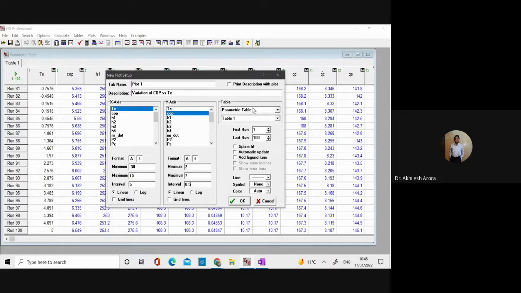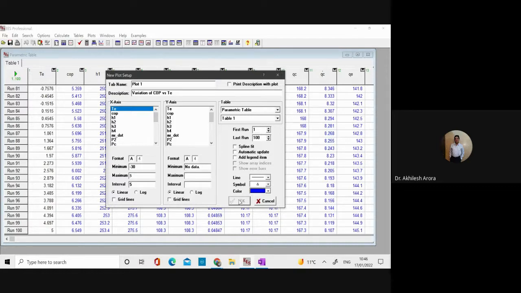And here in the table I can choose parametric table, and table number 1 is table number 1 only. I have run first to last run is 100, so I can choose any number of runs. I can start it from run number 20 if I want and end it at 80. It depends upon what I want to choose. I can go for a line graph, dotted, or solid, whatever I want. Then I can choose a symbol if I want. I can go for a triangle, and color I can choose is, let us say, blue.